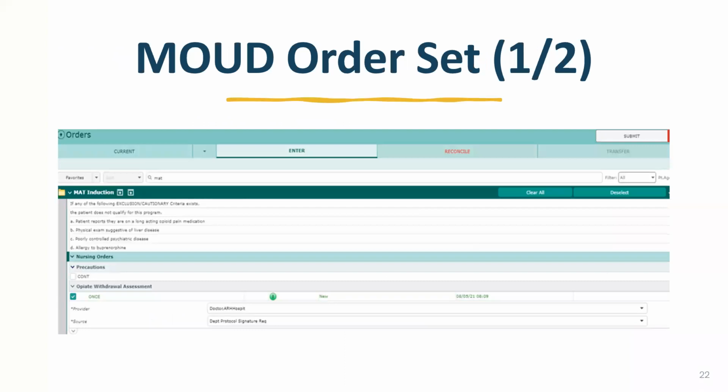Here I've included the MAT order set. When the peer notifies the provider that a patient should be considered for a dose, there is also a trigger that notifies you it is time to consider the patient for any exclusionary or cautionary criteria, and there is a MAT order set that you will be able to follow in Meditech. You will see it includes the exclusion and cautionary criteria at the top. It also includes nursing orders for the clinical opiate withdrawal scale, the medication, which is mentioned as an 8 milligram dose, and the consult for the peer recovery coach.